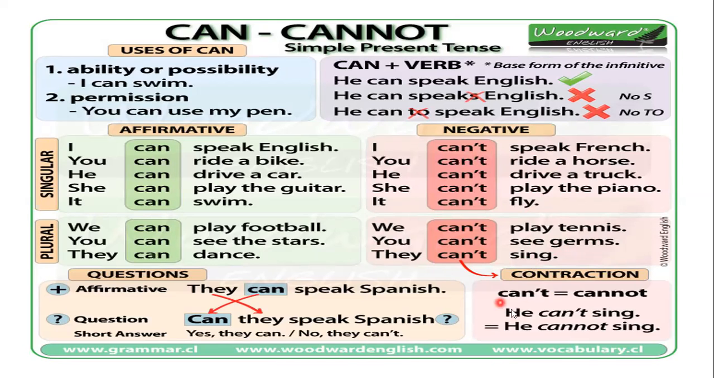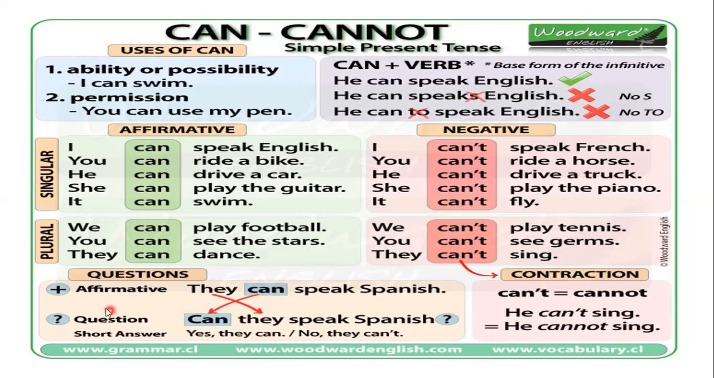Okay? So remember that this is a contraction and the full form is cannot. Cannot. If you see a British English speaker, you will realize that they say cannot. Okay, so he can't sing is equal to he cannot sing.